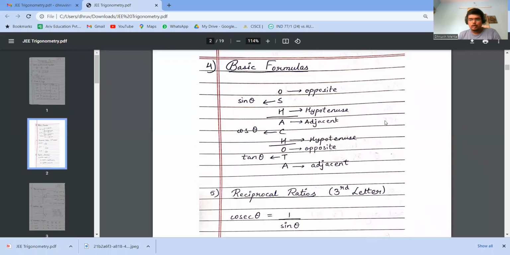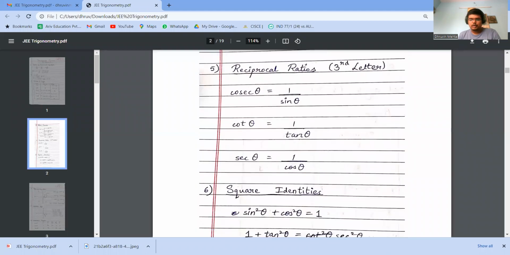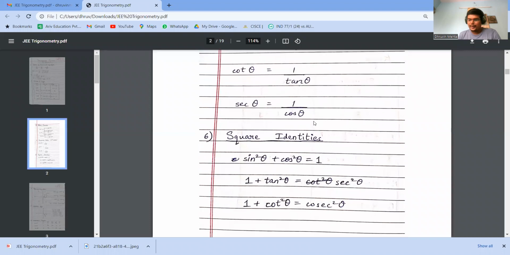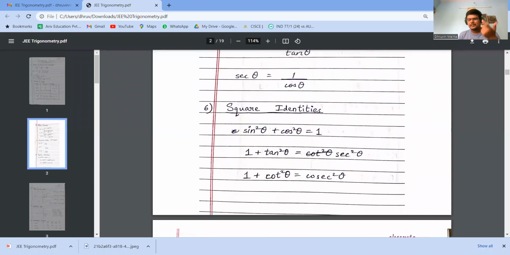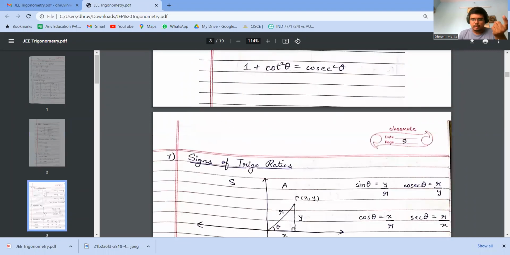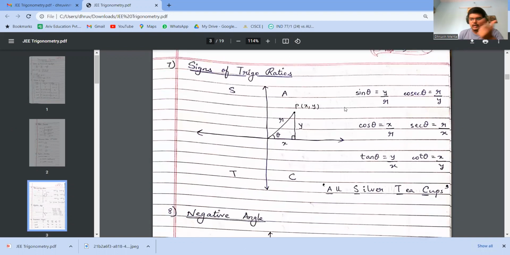See, next I expect you all to know this. Sin theta is opposite upon hypotenuse, cos is adjacent upon hypotenuse, tan is opposite upon adjacent, the reciprocal ratios, then the square identities. Okay, these were there in 10th also. So we need not take this in detail. Do you guys also know this? In which quadrant, which ratio is positive, negative? There are multiple sentences which people use. I personally use this: all silver teacups, right?